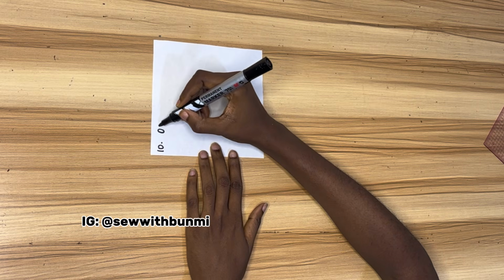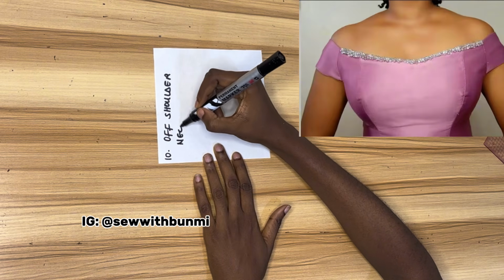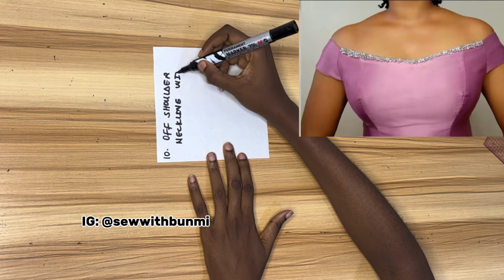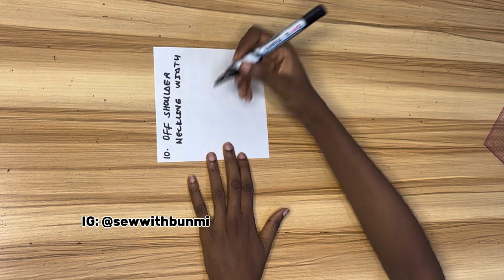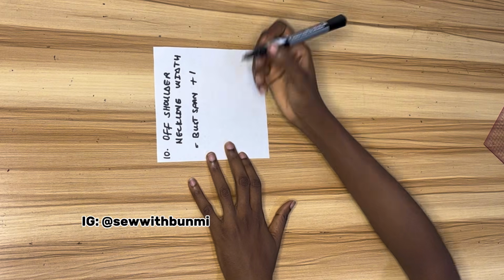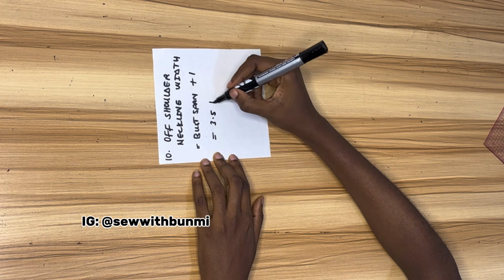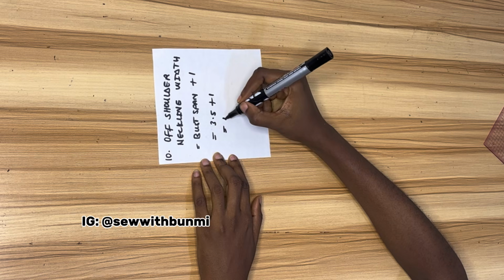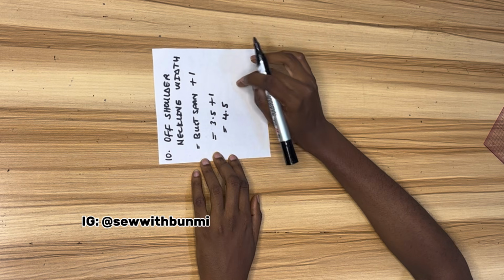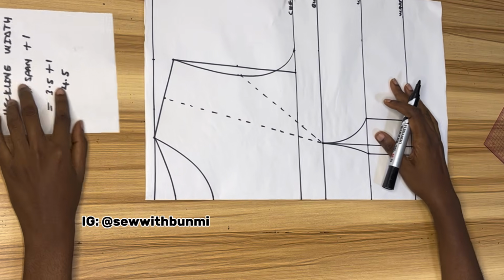So the next calculation I'll be showing you is how to calculate your off-shoulder neckline width. And the calculation is simple. It's just your bust span plus 1. So if your bust span is 3.5 on fold, you add 1 to it and then you have 4.5 as your off-shoulder neck width on fold. Remember that my pattern paper is folded into 2.